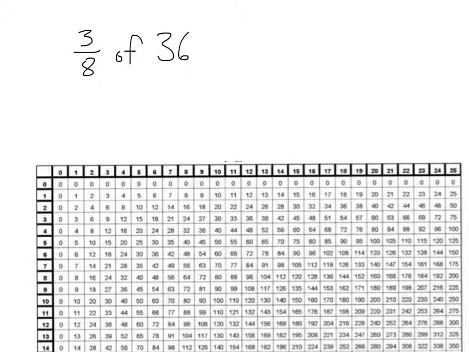Okay, the next question is the same. It's asking for 3/8 of 36. So we need to write this question so that we can work it out. We write down the first fraction, we change the "of" to a multiplication sign, we change the whole number to a fraction, and then we go ahead and simplify diagonally.